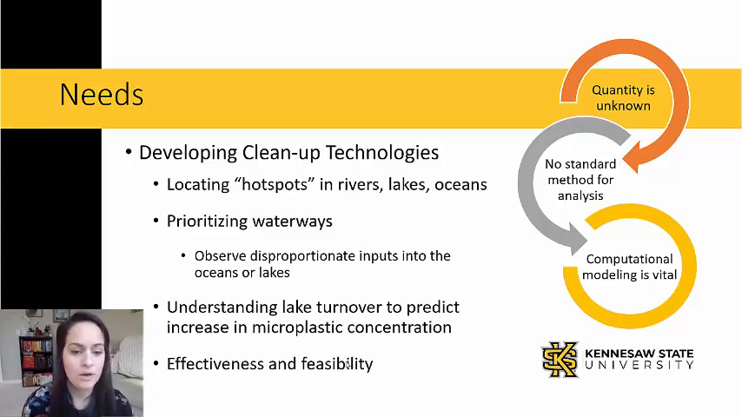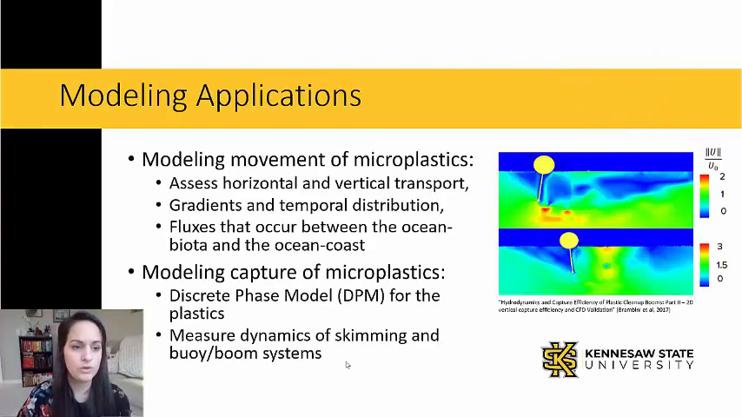So we have to find out when that lake might turn over in order to see when we might have an increased concentration of microplastics in our outfall. And we just want to look at the effectiveness and feasibility and potentially alter our design to do so. So this is where modeling comes in. There are two approaches. The straightforward approach is to model the movement of microplastics. You can assess horizontal and vertical transport, gradients and temporal distribution, and look at fluxes between the ocean and biota and the different fluxes between the ocean and the coast.